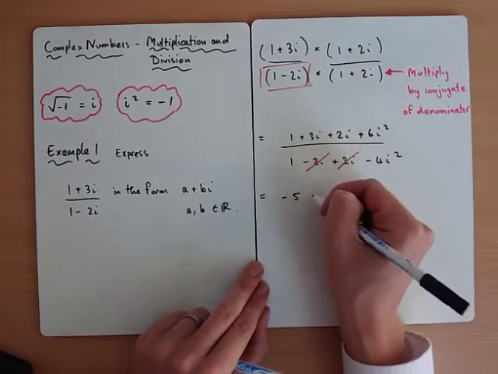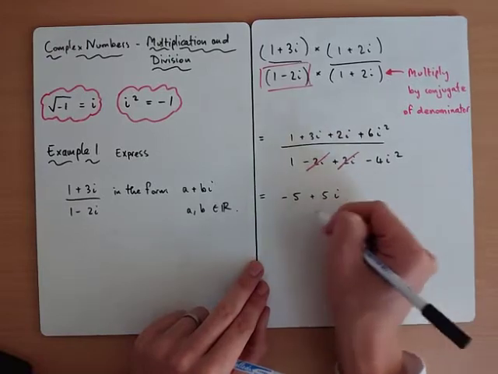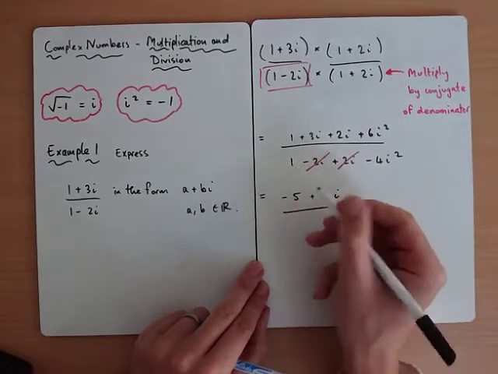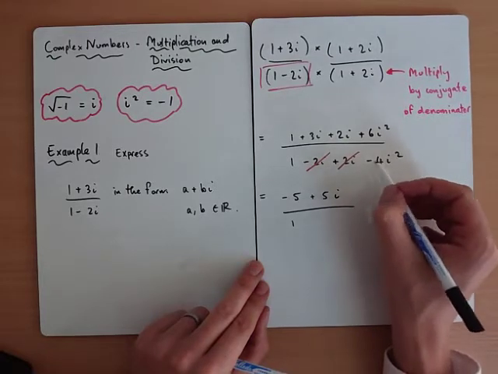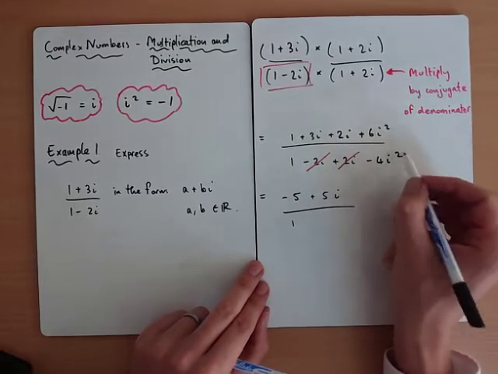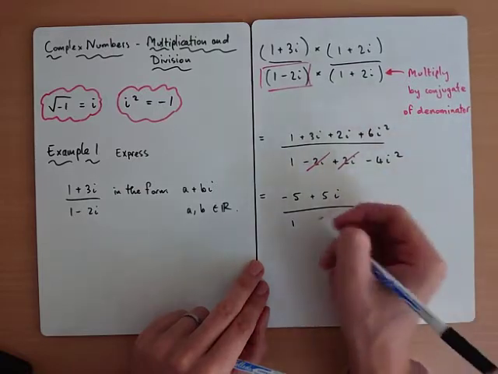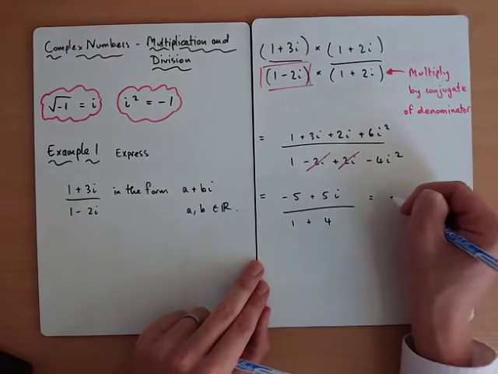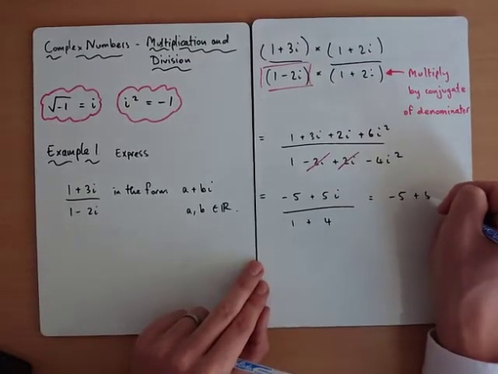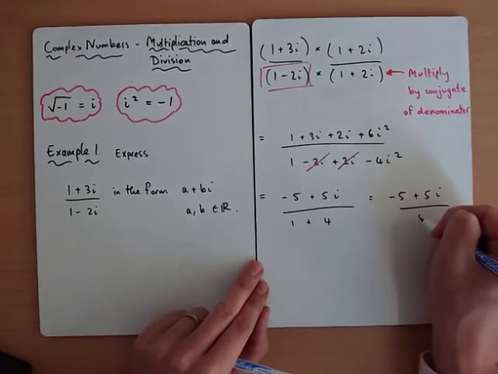plus 5i, divided by 1. Minus 4i squared is minus 1. So minus 4 times minus 1, that's going to be plus 4. So we've got 1 plus 4. So we've got minus 5 plus 5i divided by 5.